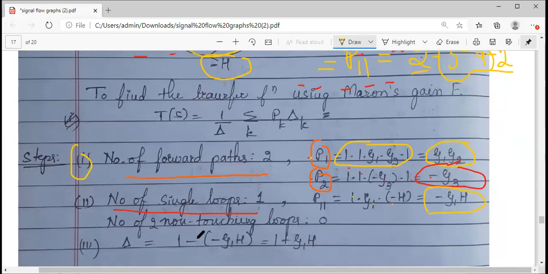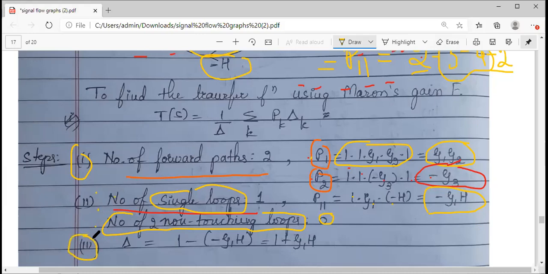Now coming to 2 non-touching loops, 3 non-touching loops, and so on. There is no question of 2 non-touching loops and so on, because you have only one loop existing. So there is no question of 2 non-touching loops. That's why I have directly substituted 0 and have not taken further 3, 4, 5. So just stop it here itself. Now coming to the third step. The first 2 steps are over.